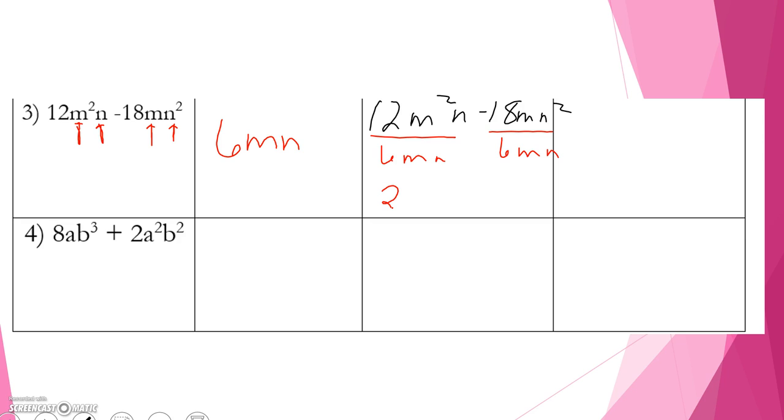M squared divided by m, this m would cancel, and you'd be left with 1 up top, and the n's completely cancel. 18 divided by 6 is 3. The m's cancel, this n's gone, and that leaves 1 up top. So my final answer is the GCF out front, 6mn, with the leftovers on the inside, 2m minus 3n.